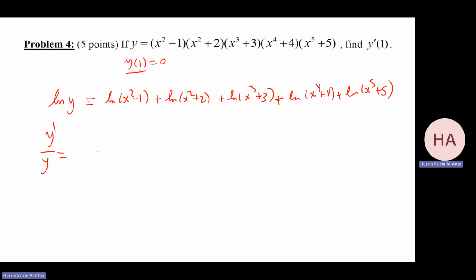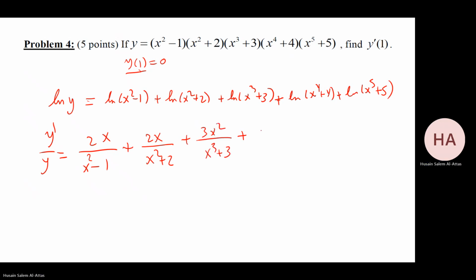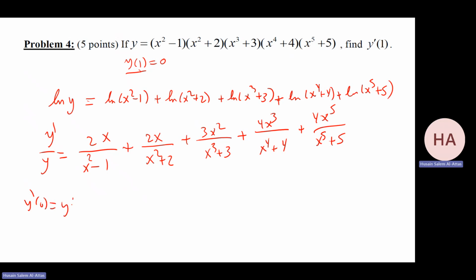y prime over y, that will be 2x over x squared minus 1, plus 2x over x squared plus 2, 3x squared over x cubed plus 3, 4x cubed over x to the power 4 plus 4, 4x to the power 5. Plus. So y prime at 1 will be y at 1 times this.